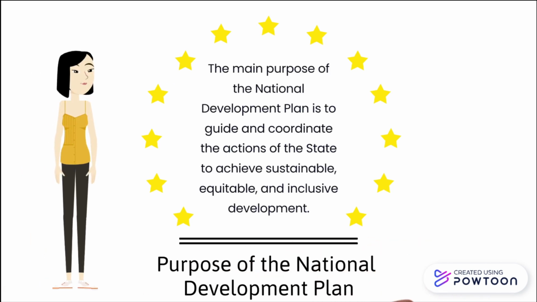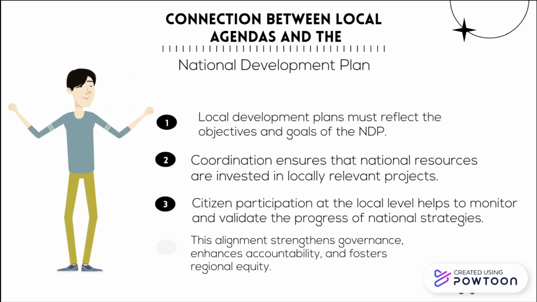The main purpose of the National Development Plan is to serve as a guide so that all actions of the state, that is the government, are well organized and follow the same direction. This direction aims to achieve development that is not only economic, but also sustainable, that protects the environment; equitable, that benefits everyone; and inclusive, that considers all social groups, including the most vulnerable. With this plan, the goal is to improve people's quality of life, reduce social inequalities, and boost the country's economic growth.